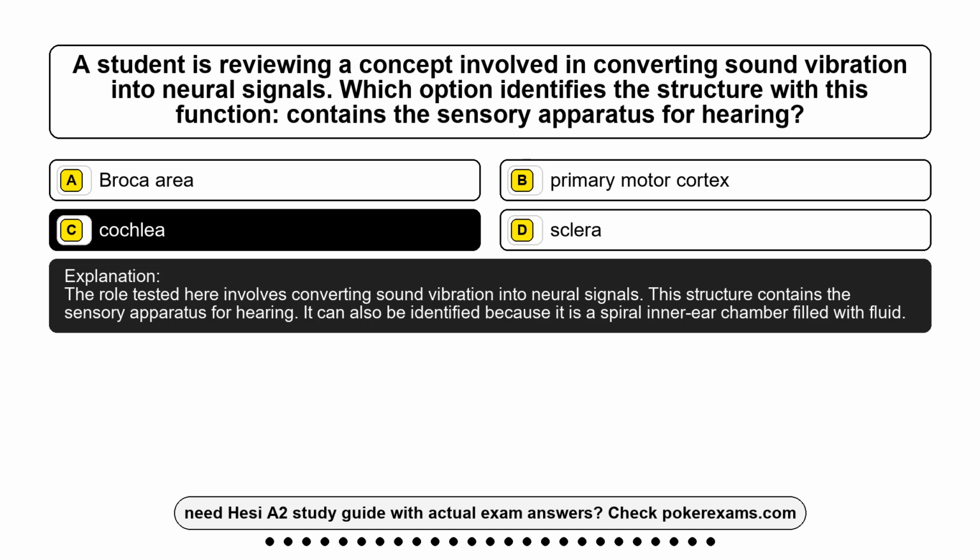The role tested here involves converting sound vibration into neural signals. This structure contains the sensory apparatus for hearing. It can also be identified because it is a spiral inner ear chamber filled with fluid.